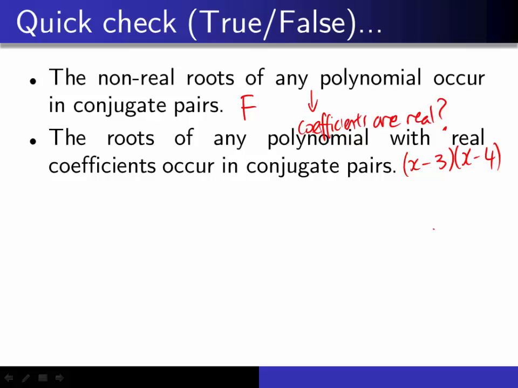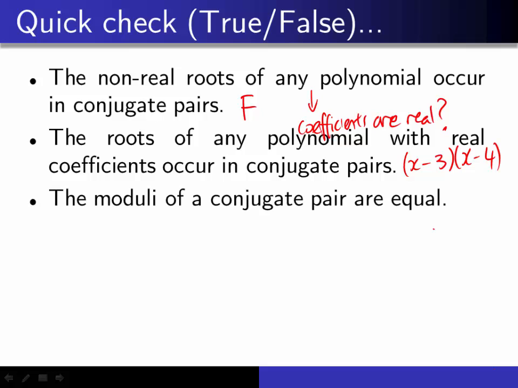Next. The moduli of a conjugate pair are equal. Meaning to say, this and this are equal. True or false?